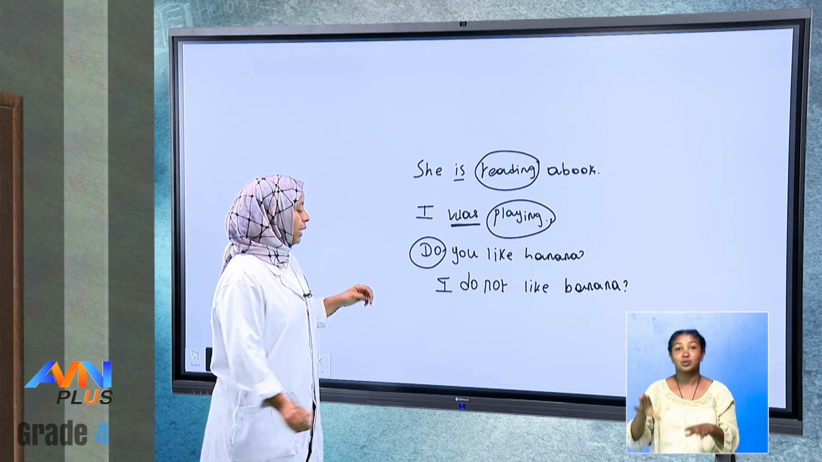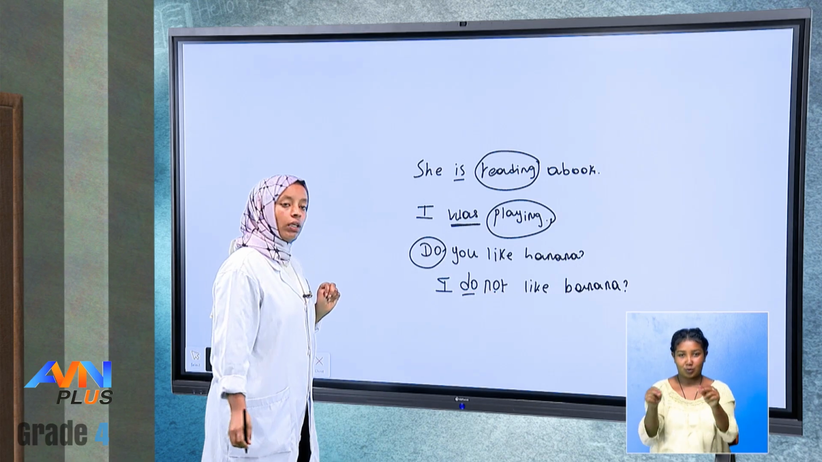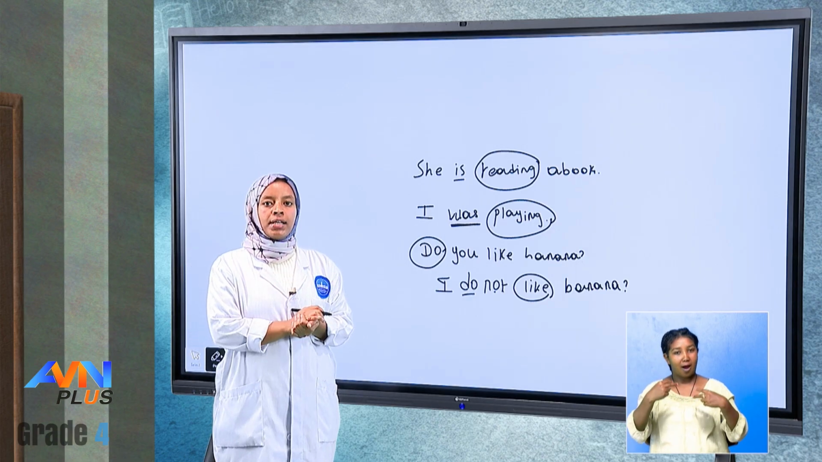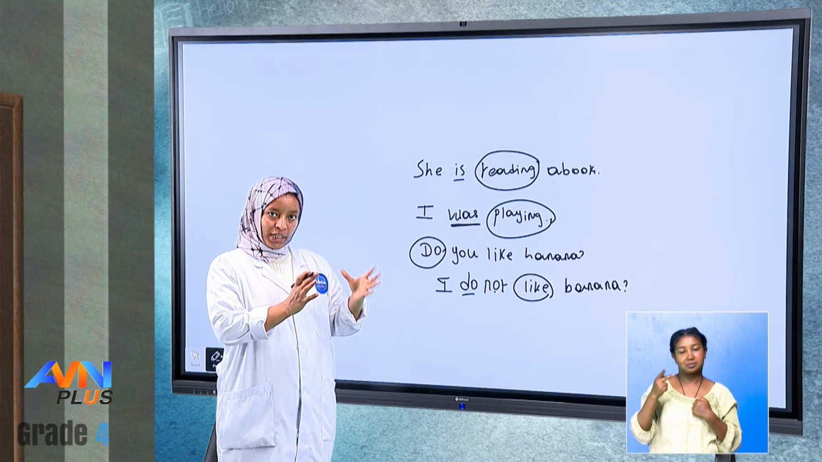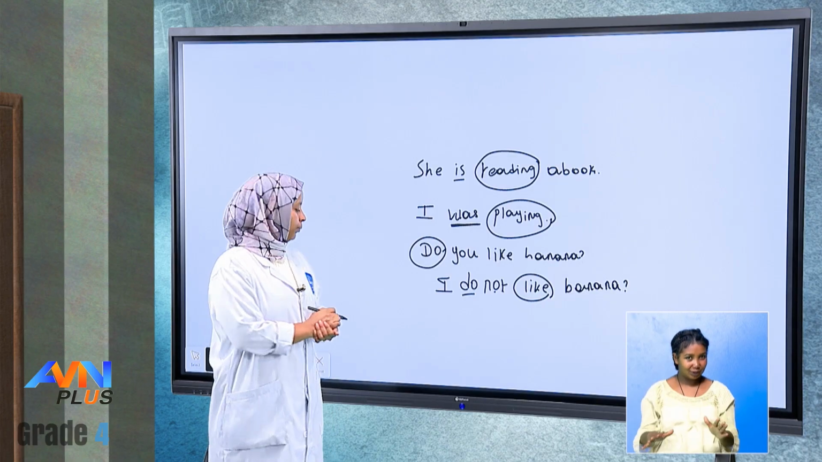Look, students, here is do as helping verb followed by not, and like as main verb. And also we can use have, has, and also had, and as a past, do and does also did. This was our previous lesson.